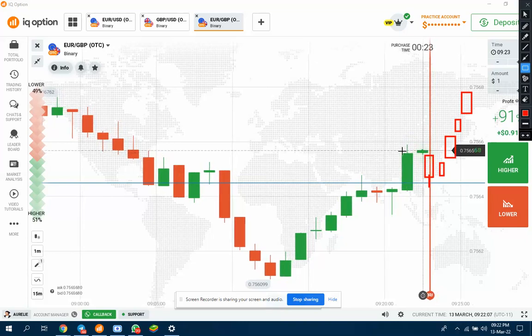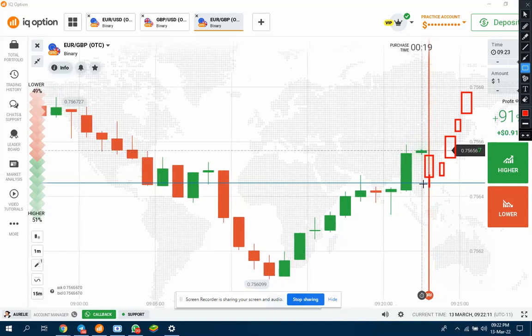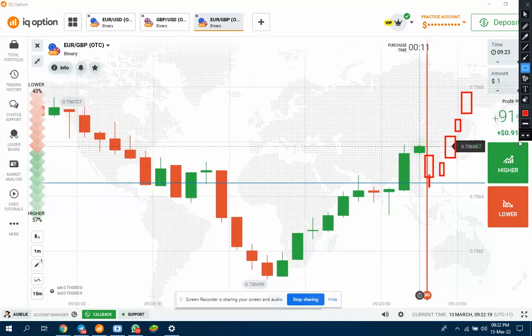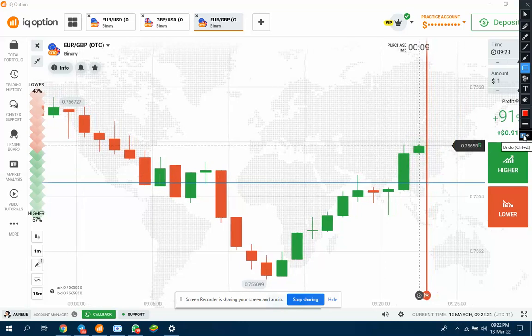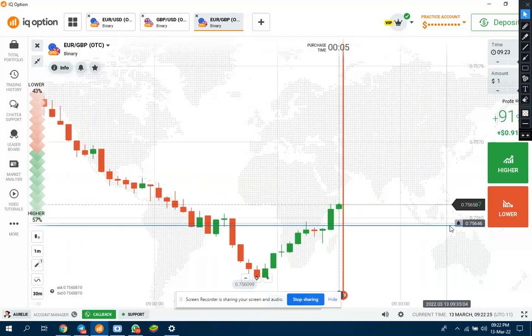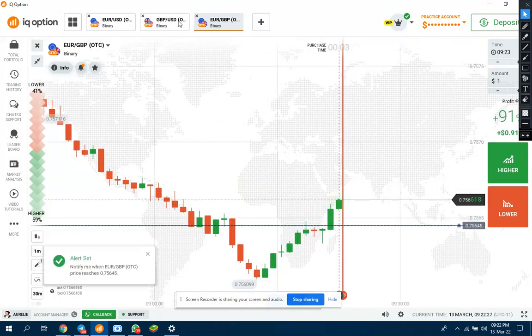Okay, so because this is the level and the price has broken the level, the buyers have broken the level. So what we are expecting is the price to drop to this point. It might take time for the price to drop, but just hope that the price should drop to this point. Then you can place your trade with 5 minute expiry time.